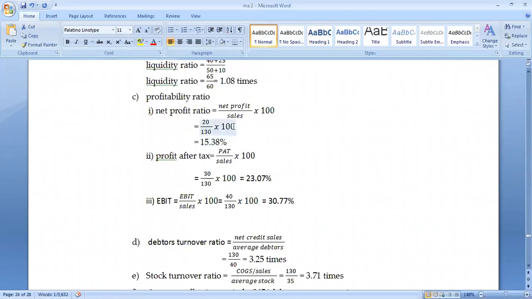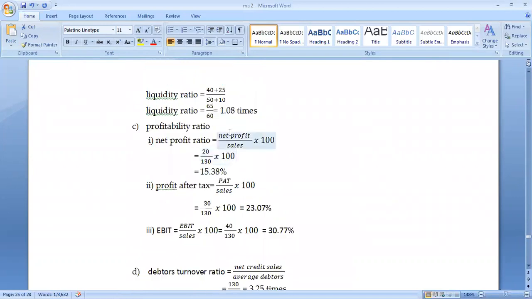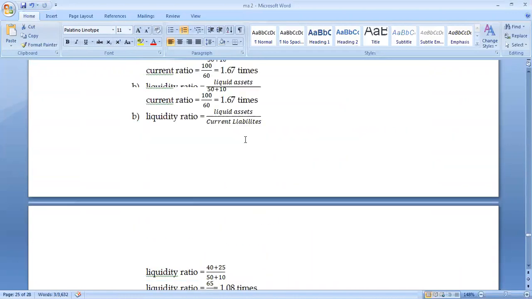And the next one is you have to compute the profitability ratio. Remember, they don't tell you what exactly the profitability ratio is. But whenever you come across this term, these three are the major important ones to be computed. What is that? Net profit before tax, that is the net profit ratio. The net profit ratio takes the net profit divided by sales into 100. Now see where the net profit is given. Where is the net profit in the question?